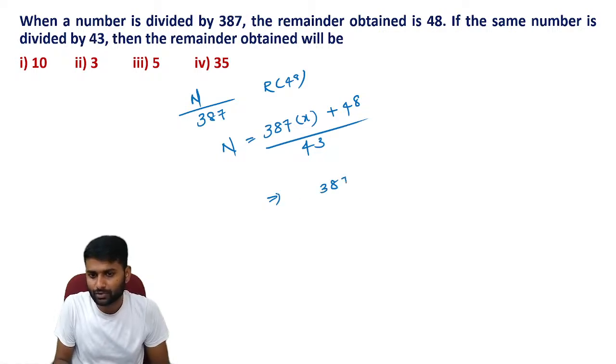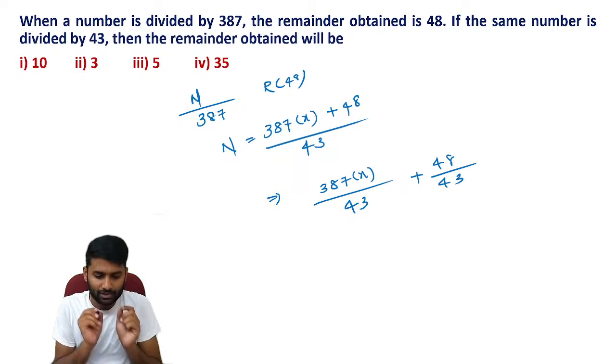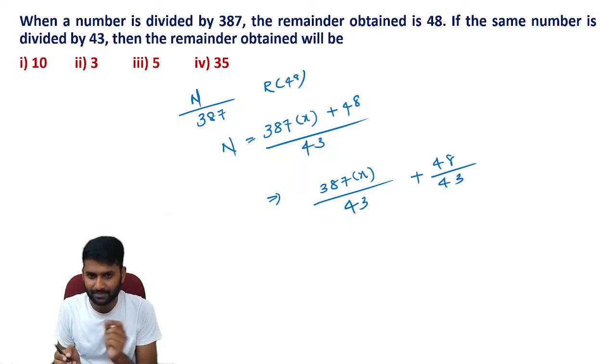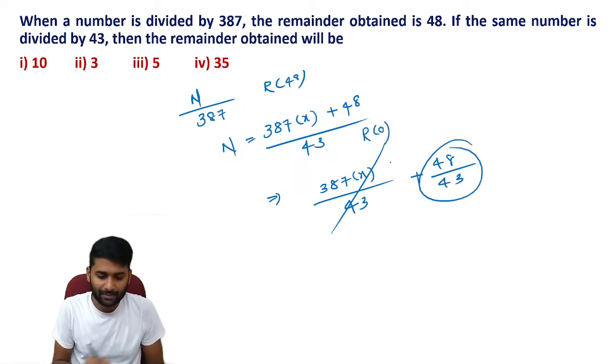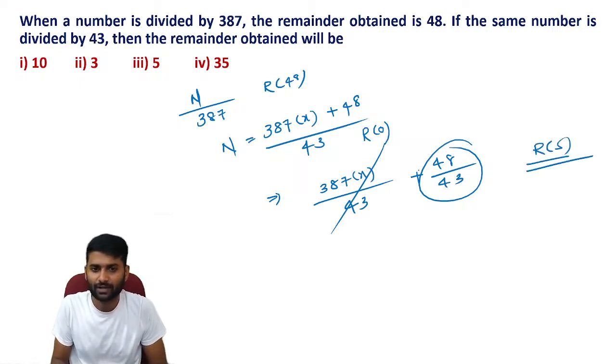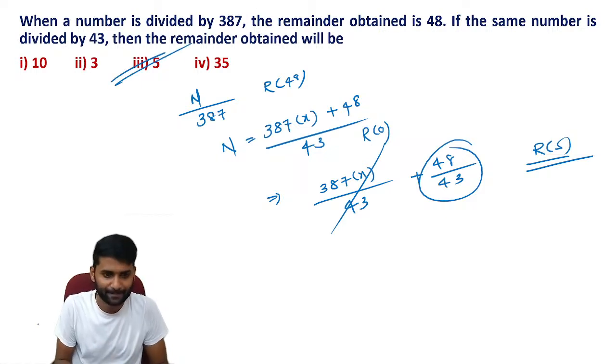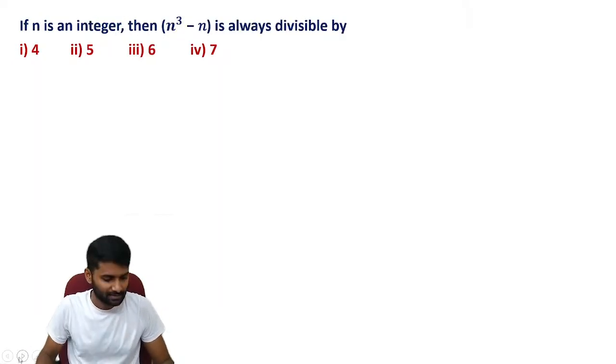Let's go through one more step for better understanding. 387 into x divided by 43, plus 48 divided by 43. You already know that 43 multiplied by 9 becomes 387, so there is no remainder in this part. If 48 is divided by 43, it goes exactly 1 time and the remainder is 5. So if the entire number is divided by 43, the remainder is 5, guys. Try this question.